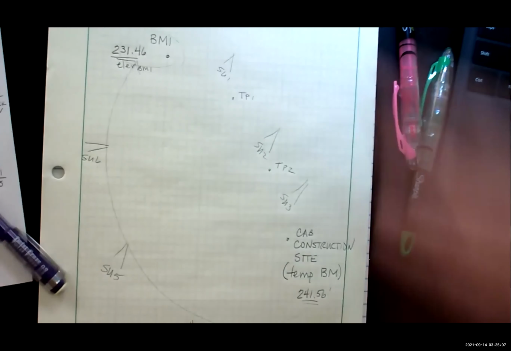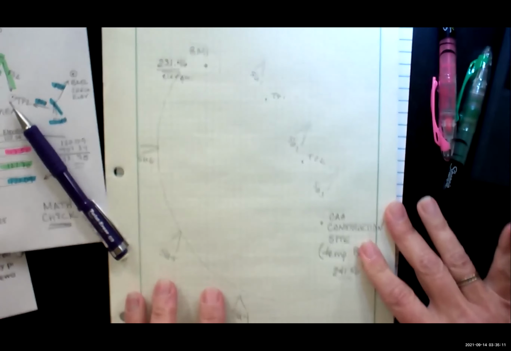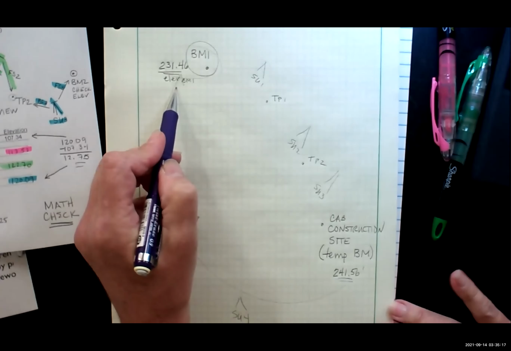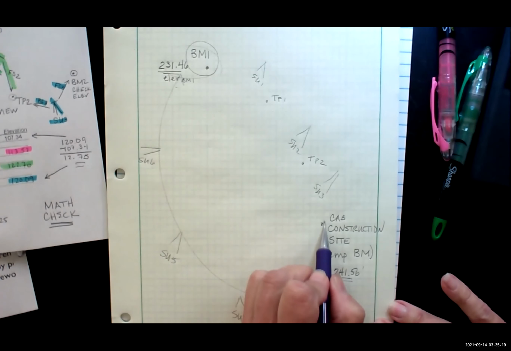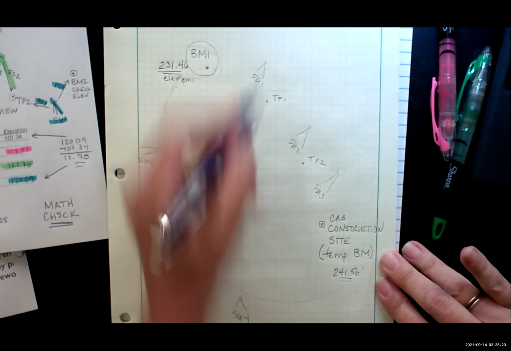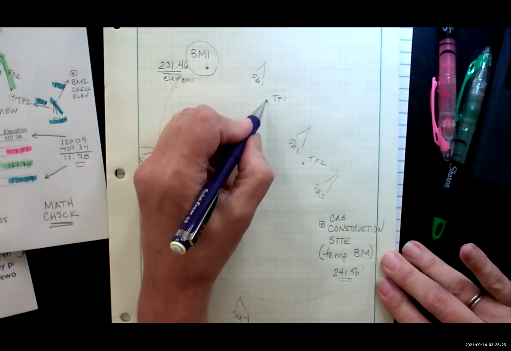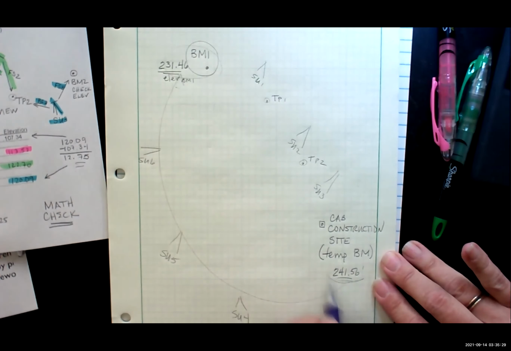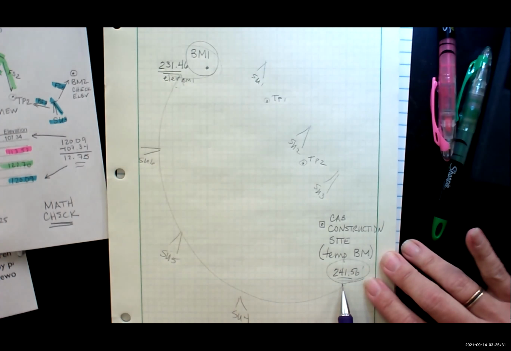Yes, yes. So let's move this up a little. Let's get it focused. So we started at benchmark 1. We knew what the elevation was. We want to put a temporary marker right near the construction site at Cabrillo. So we do setup 1. We do a turning point, setup 2, turning point, setup 3, and we get an elevation at the construction site of 241.56. Well, we can't stop there.